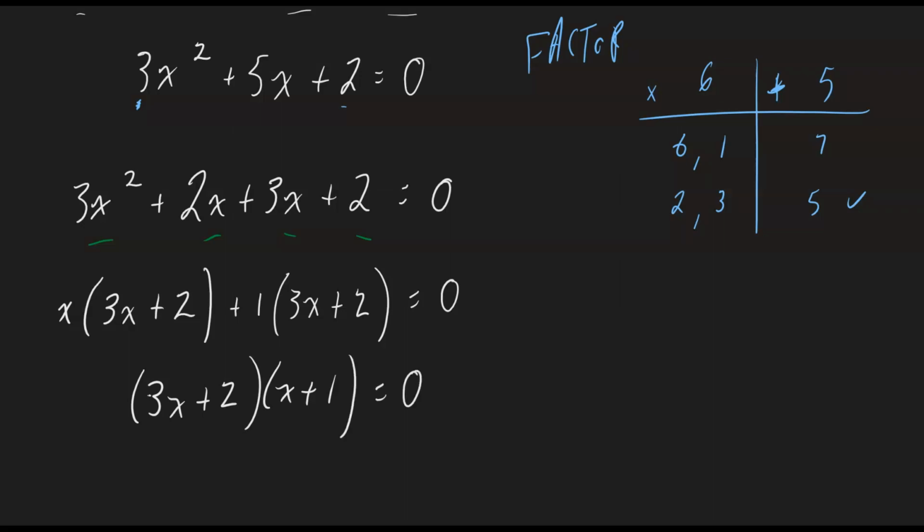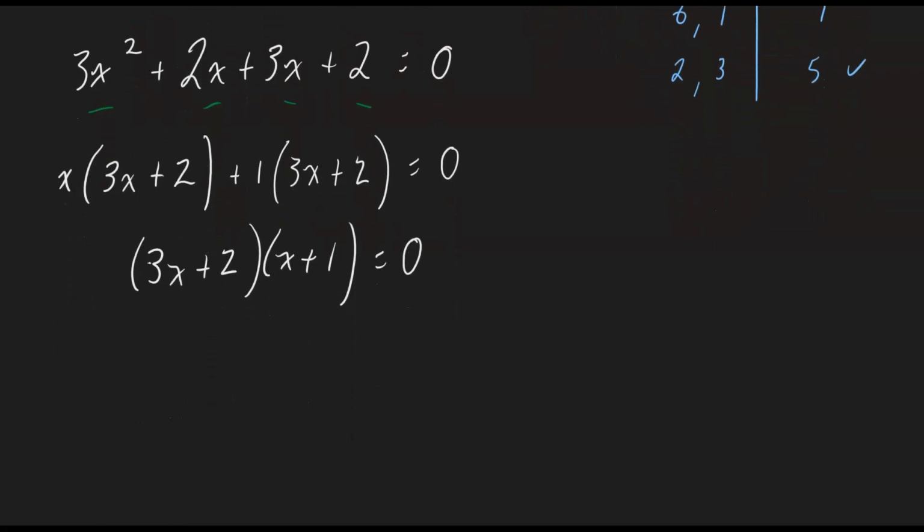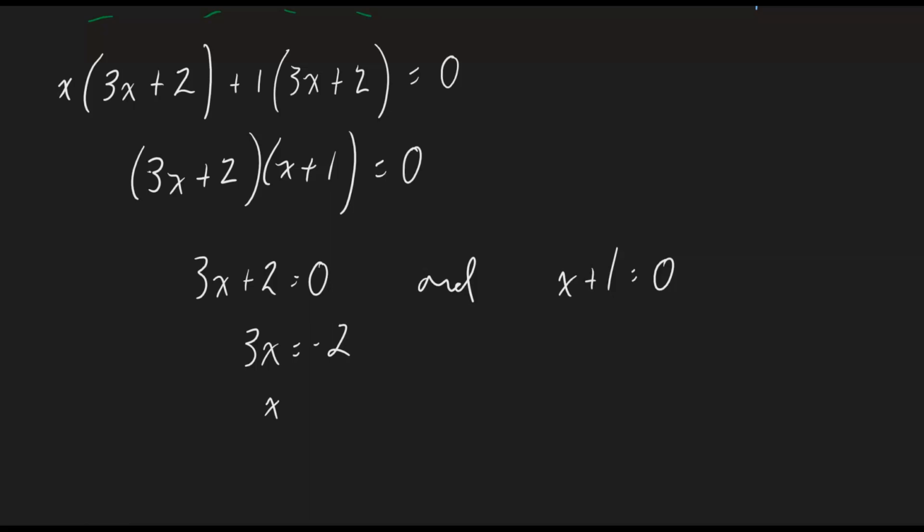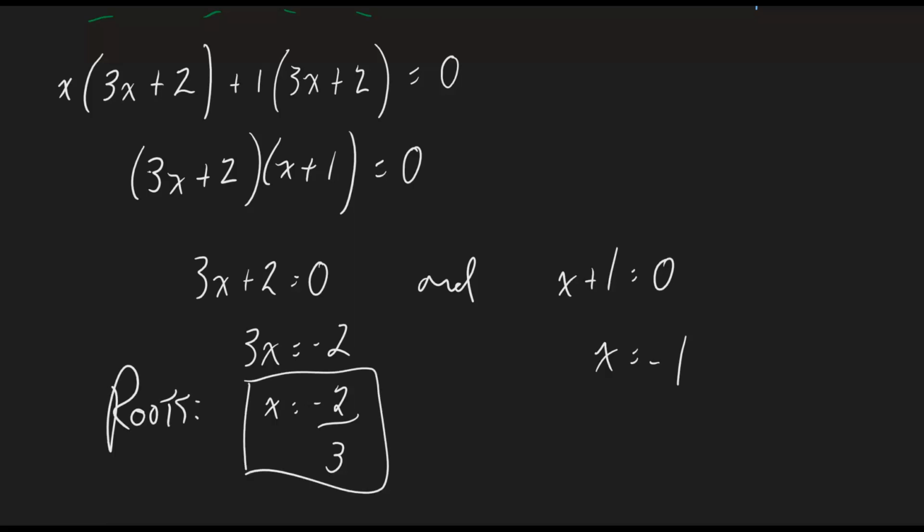So now we have two binomials. The product of these two binomials is equal to 0. So each one we set equal to 0 and solve. 3x plus 2 equals 0 and x plus 1 equals 0. Solve these, we get 3x equals negative 2, x equals negative 2 over 3, and in here we have x equals negative 1. And there are the roots, right there and there.